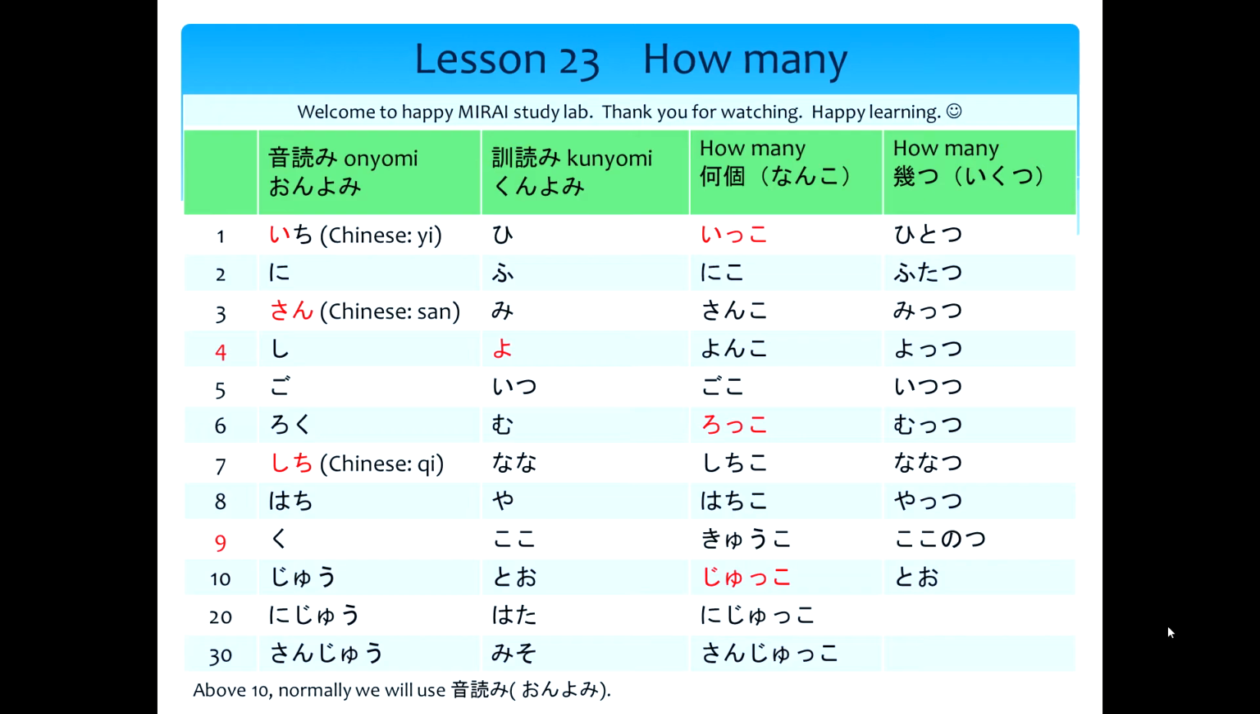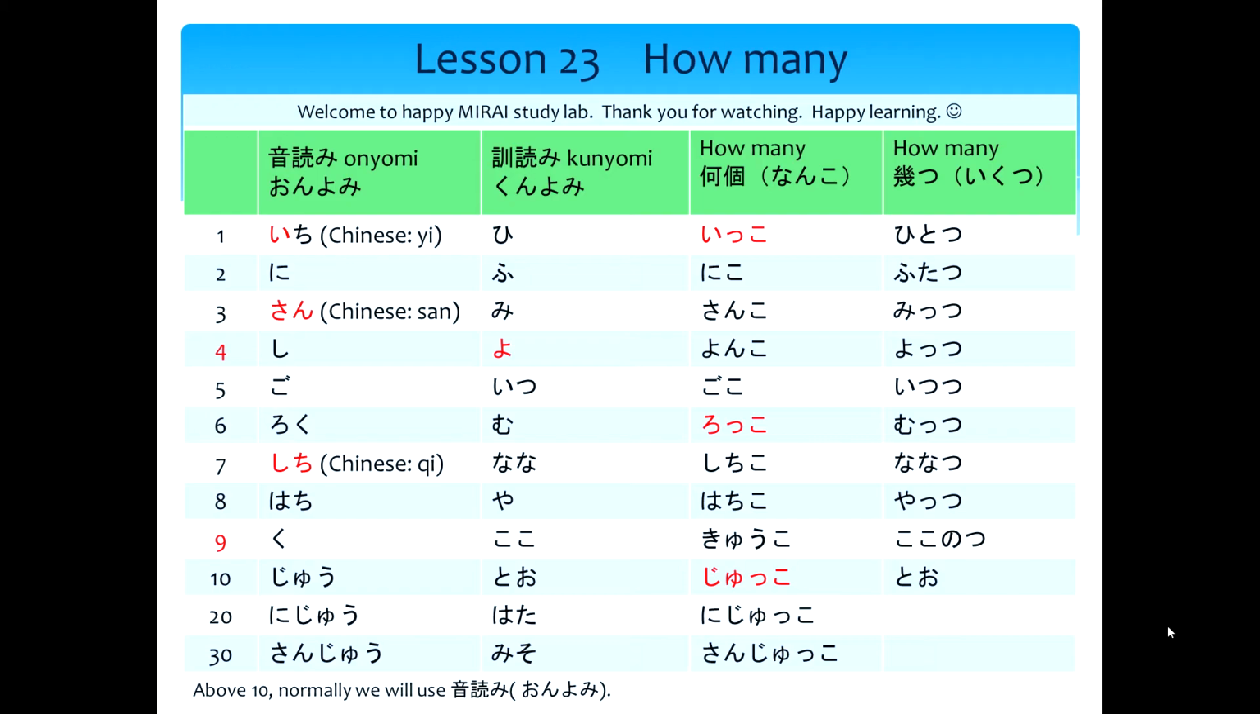For example, one is ikko. There is a small t, so in the pronunciation you need to stop for a second. Two is niko, three sanko, four yonko, five goko, six rokko. This one also has a small t, so you need to stop for a second. Number seven is shichiko, eight hachiko, nine kyuko, ten jukko. This also needs to stop for a second, for the small t.